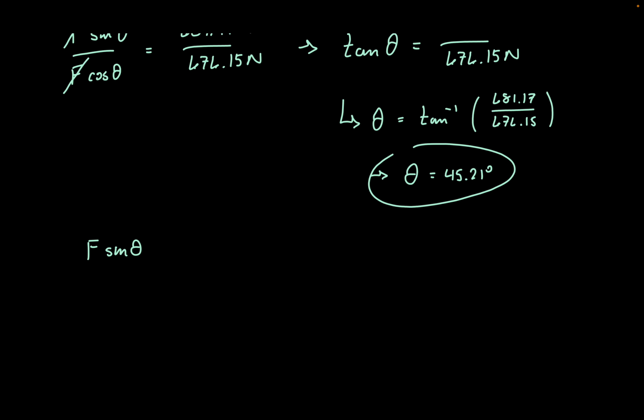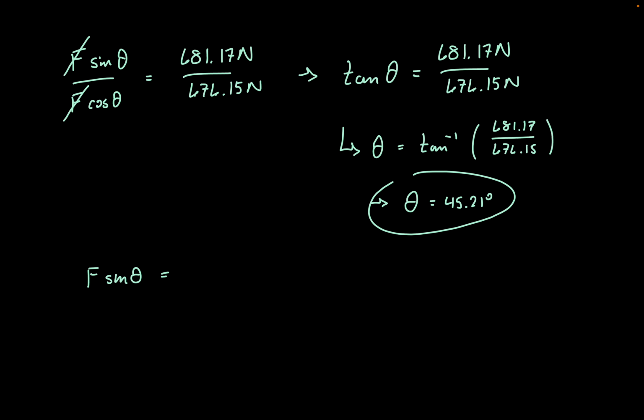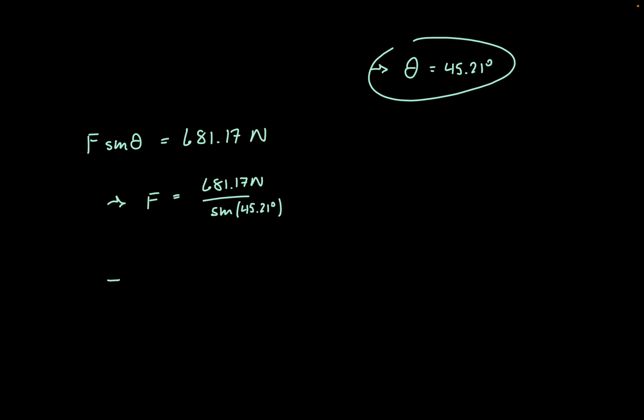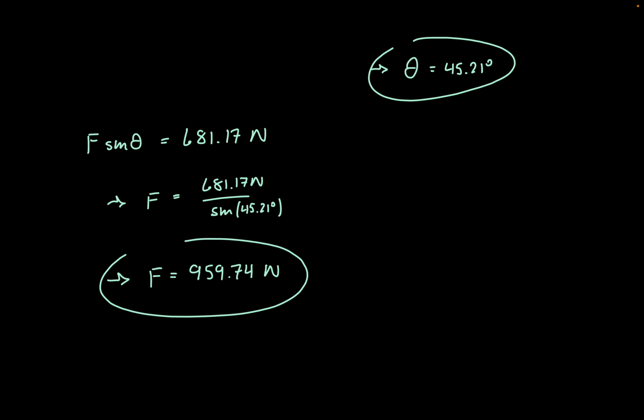So we can essentially do F sine theta is equal to 681.17 newtons. So what we can do is we can then say F is going to be equal to 681.17 newtons divided by sine of theta. Well, here theta is 45.21 degrees. So then we get that our force is going to be equal to 959.74 newtons. And that's all.